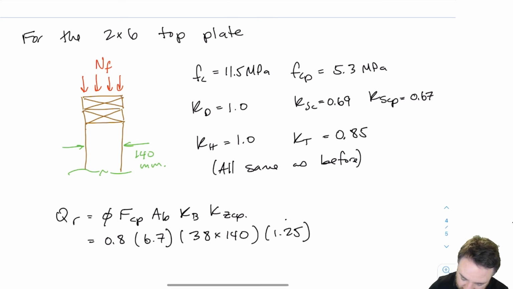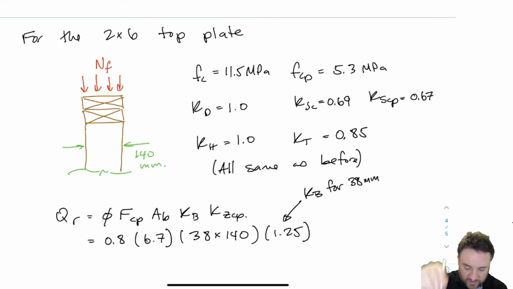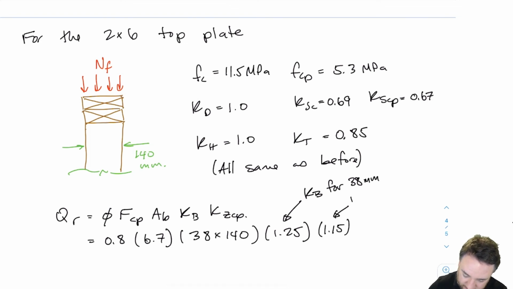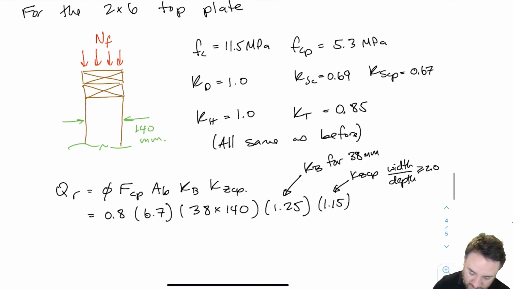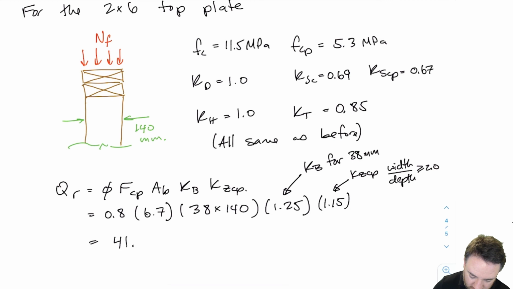1.25 is our KB. Without going into detail, we can use KB because we're not at the end of the member. We're not in a high bearing stress area. And we have a 38 millimeter bearing length, which is along the length of the member, the top plate. And we have a KZCP of 1.15 because we have width over depth greater than 2, because we're loading that top plate on the flat. Okay, so we do all that and I get 41.0 kilonewtons.